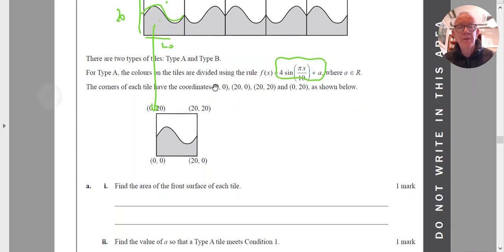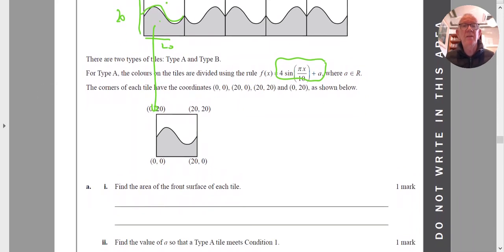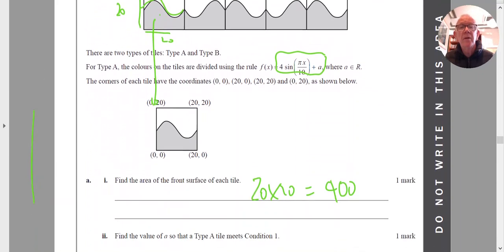Find the area of the front surface of each tile. Well, it's a 20 by 20 tile. 20 by 20, 400. What's our unit? Centimetres squared.